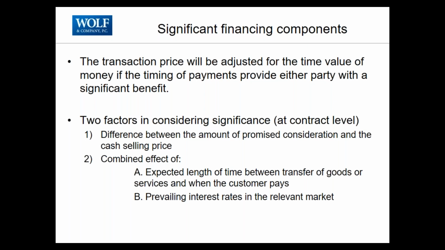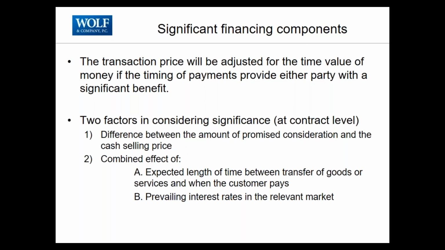So customer prepays and controls delivery dates would be one. I'm going to walk through a couple examples in a moment. But really when I look at this, the first question that comes to my mind when considering this rule is how do we define significant? Well, significance is going to be analyzed at the contract level, and you must consider the difference between the promised consideration and the cash selling price, the length of time between the payment and delivery, and current interest rates.